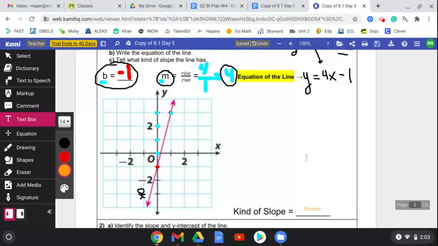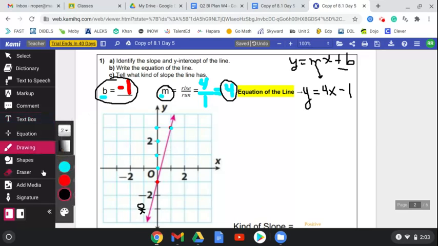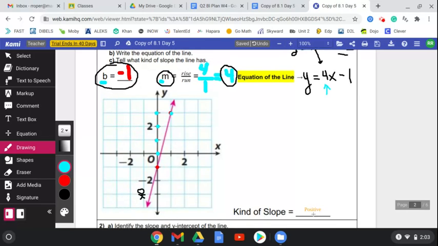So I can tell it by looking at the graph of the line, whether it's positive or negative. I can also tell what kind of slope this line has by simply looking at m. What is m? M is 4, right? M, our slope, is the number in front of the x. And so if m is a positive number, I would expect my line to have positive slope, to be going uphill, and it is, right? And so what kind of slope does it have? It has positive slope.